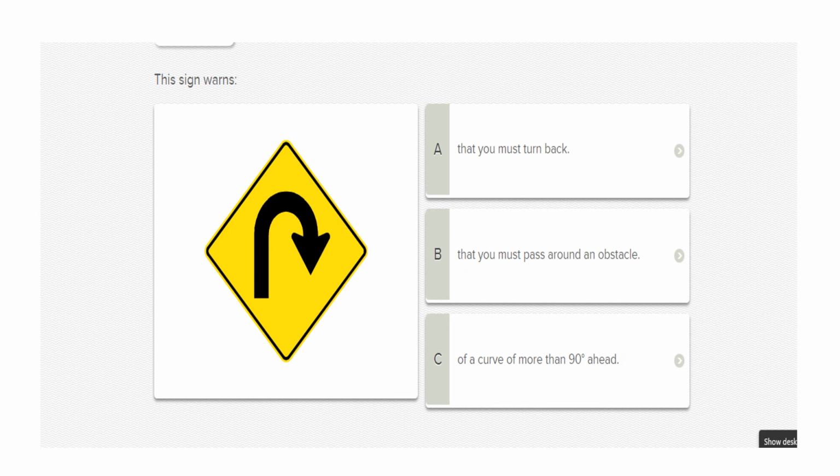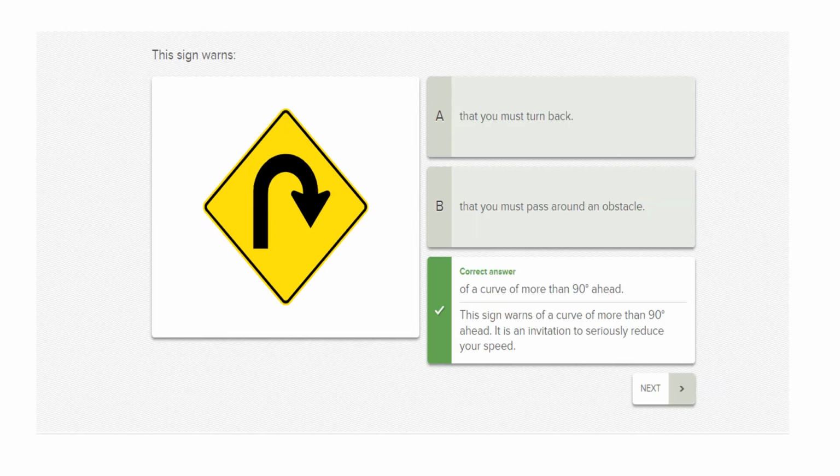This sign warns: option A, that you must turn back; option B, that you must pass around an obstacle; option C, of a curve of more than 90 degrees ahead. Answer is option C, of a curve of more than 90 degrees ahead. This sign warns of a curve of more than 90 degrees ahead. It is an invitation to seriously reduce your speed.